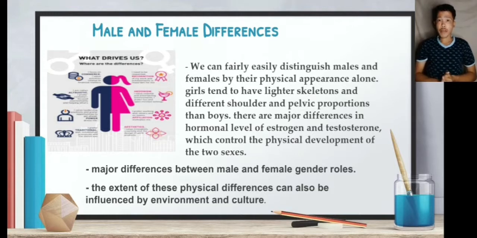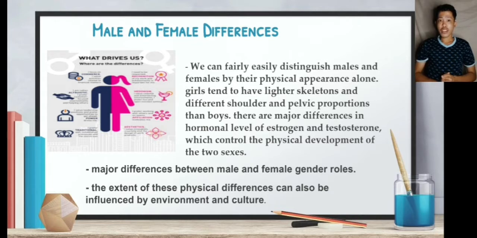First thing, we talk about the male and female differences. As human beings, do we know the differences between male and female? We can fairly easily distinguish males and females by their physical appearance alone. Girls tend to have lighter skeletons and different shoulder and pelvic proportions than boys. There are major differences in hormonal levels of estrogen and testosterone, which control the physical development of the two sexes.